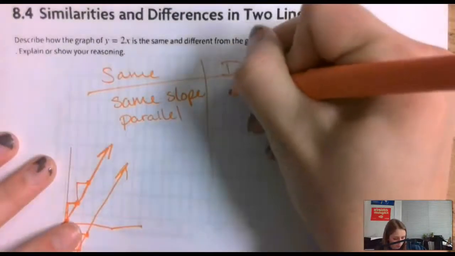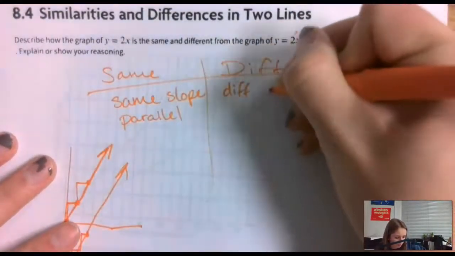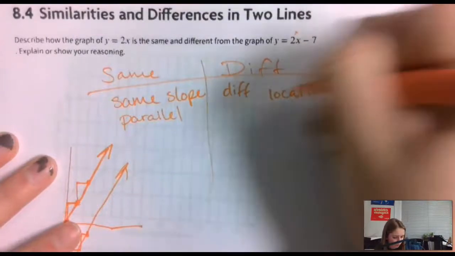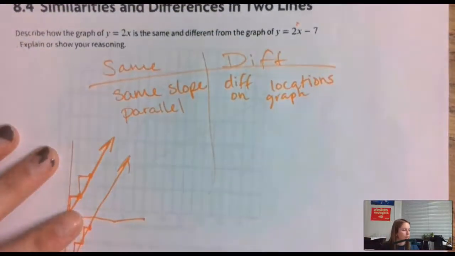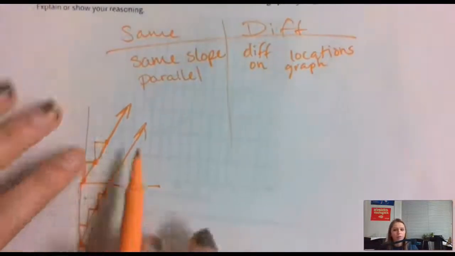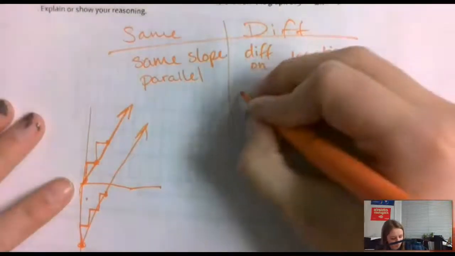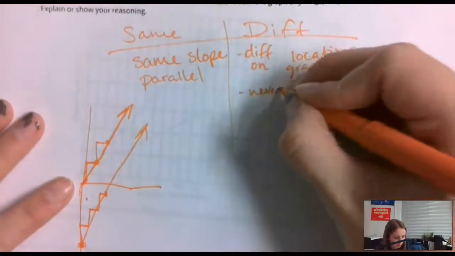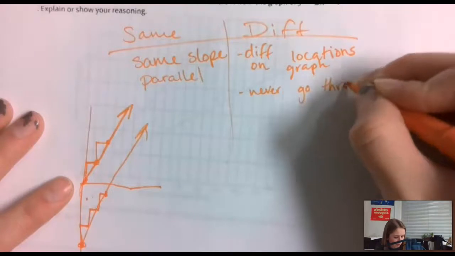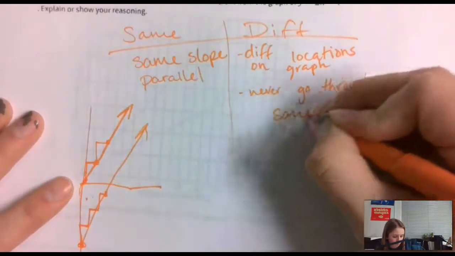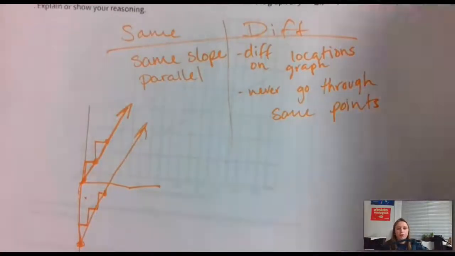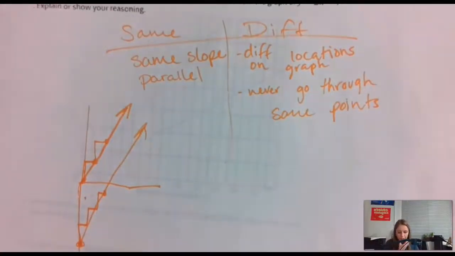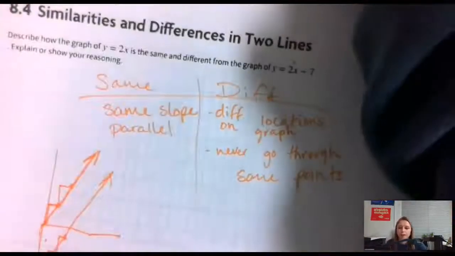Okay? Now, some things that are different is they're at different locations on the graph. Okay, and they don't go through any of the same points. So since they're parallel, they'll never go through the same points. There we go. So you could probably think of a few more to add there, but that is what I came up with. Alright, that is it.